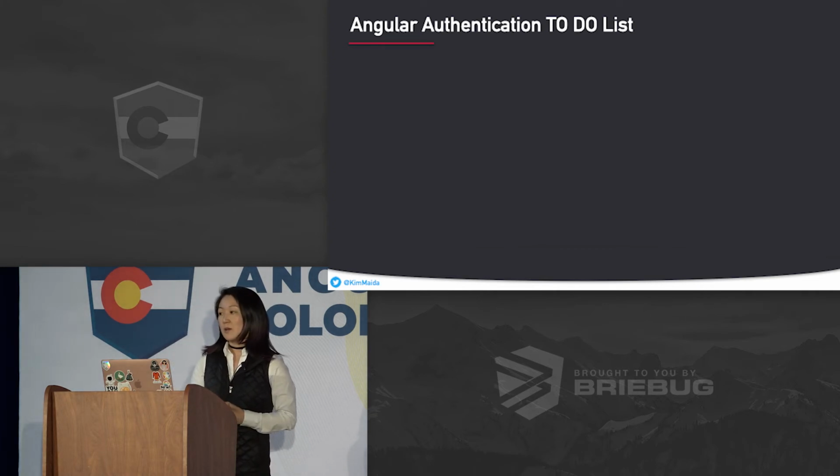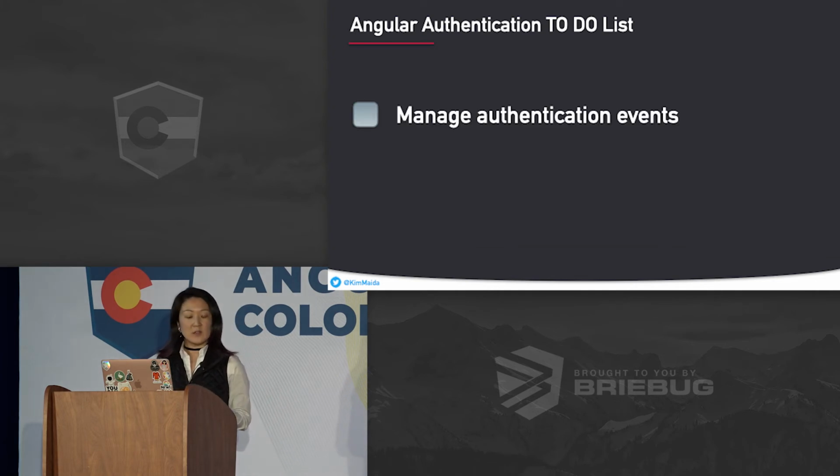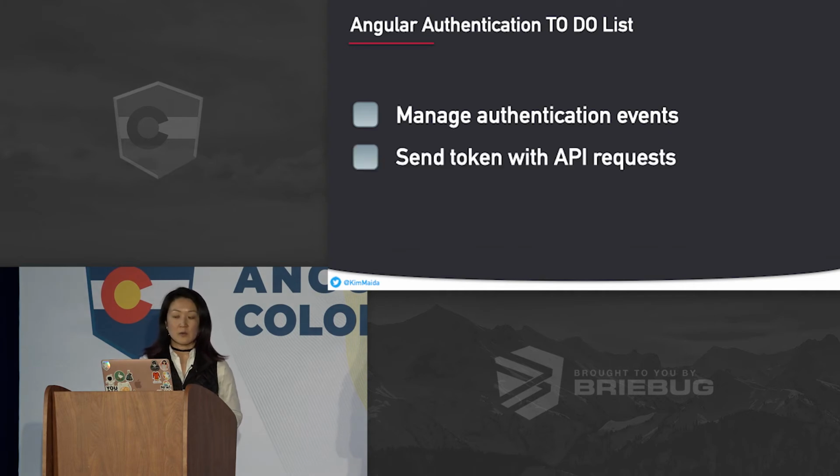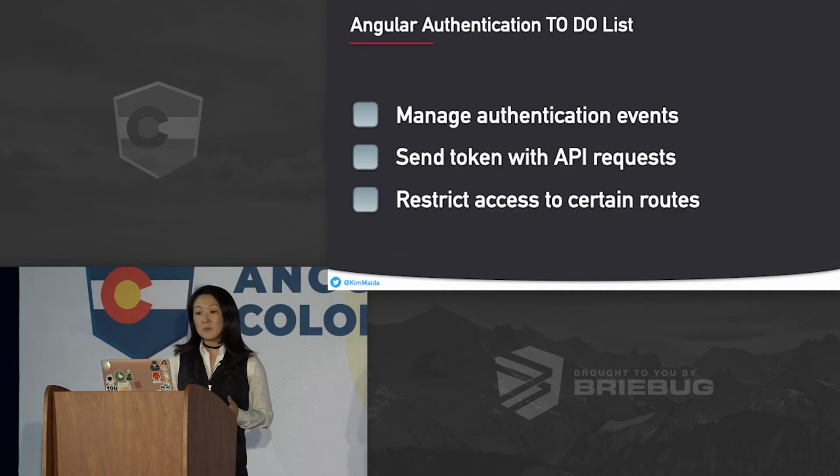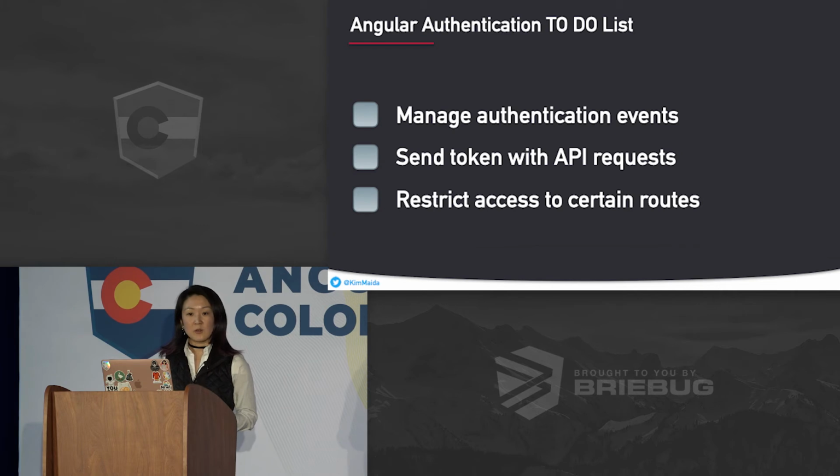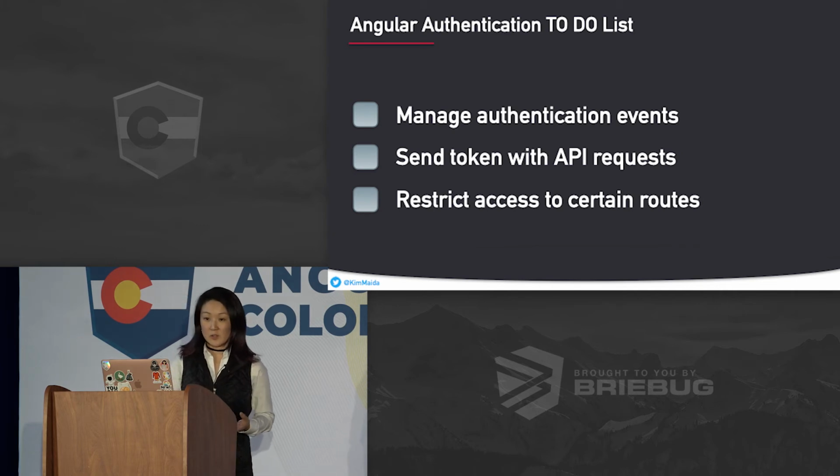So we want to be able to elegantly manage authentication events. This might be stuff like token availability. It might be user login status. This changes depending on their actions. We also are going to want to send the token with API requests. And we need to be able to restrict access to certain routes in our application to provide a good user experience when the user is looking at the app and tries to go somewhere they're not supposed to go.